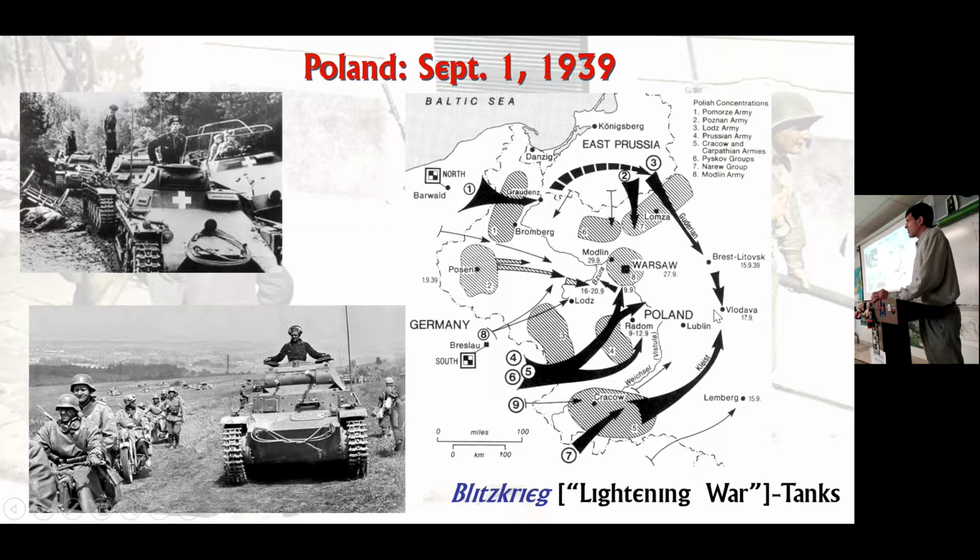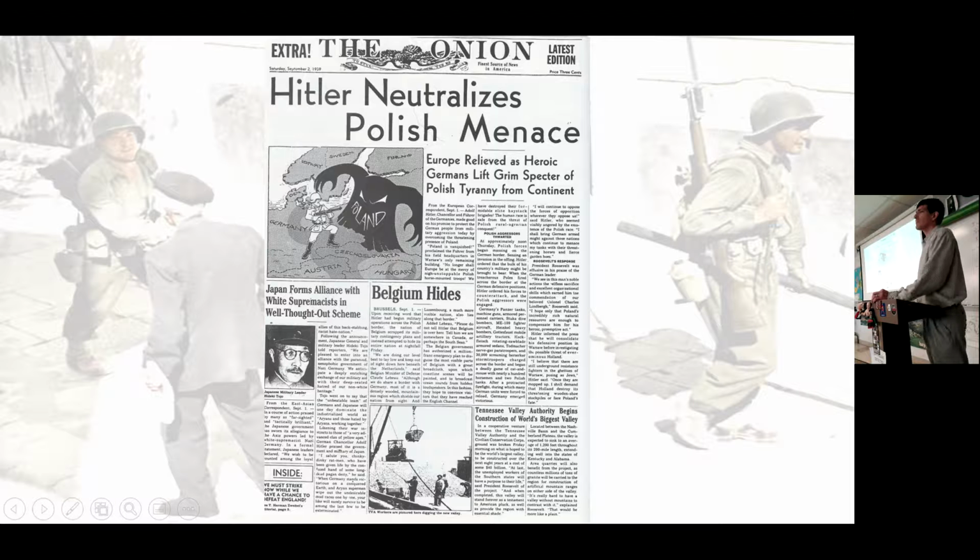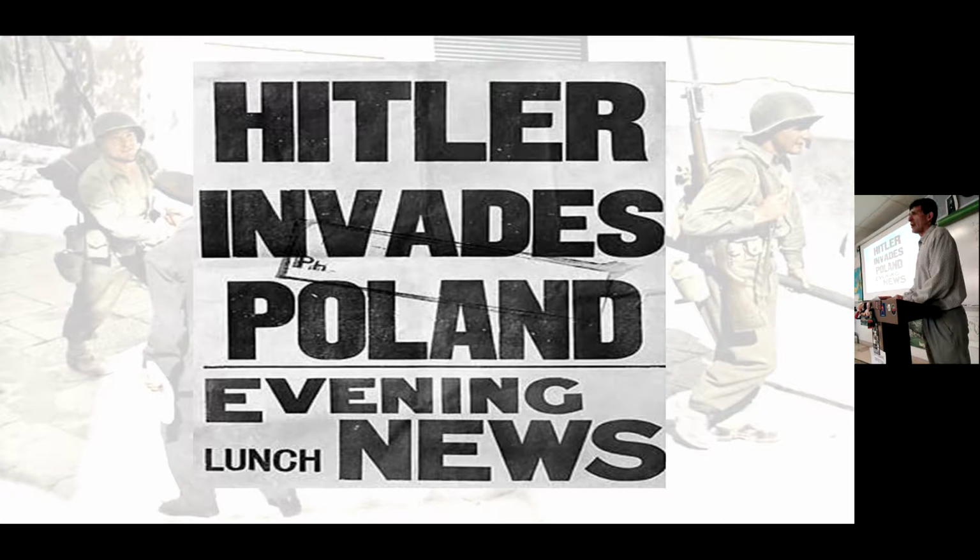The Polish, the French, and the British thought the Poles would hold out for a month because, here is a newspaper headline from that era. Okay, this is the Onion again. Obviously, Poland was not the menace. Get it? So I think that's pretty funny. But this is my favorite. Belgium hides. Also, I enjoy this one. Japan forms alliance with white supremacists in a well-thought-out scheme. Yeah, that didn't work. But that's the actual one from the Daily Mail in London.